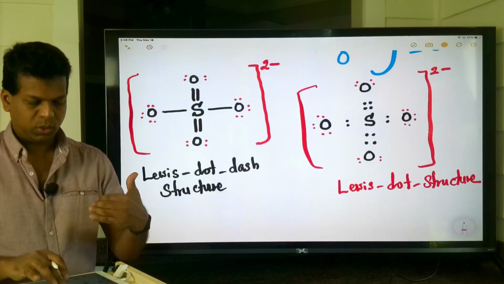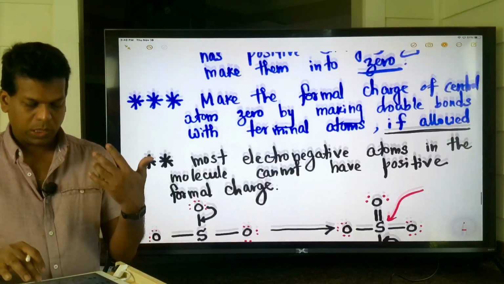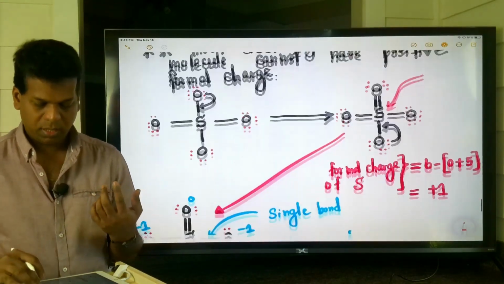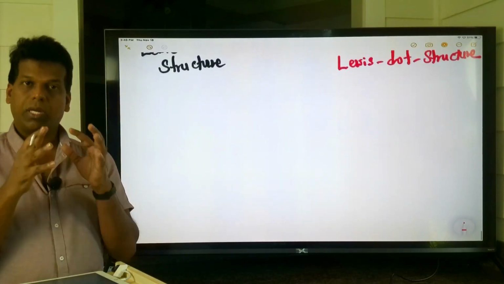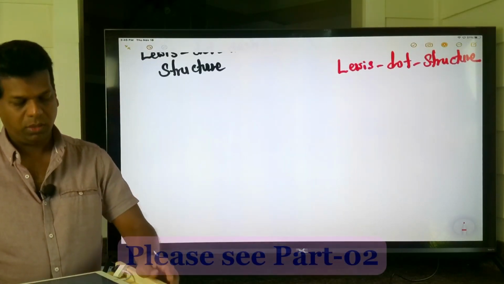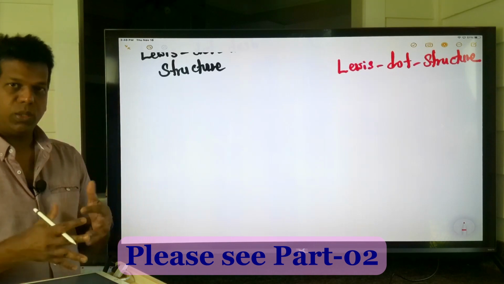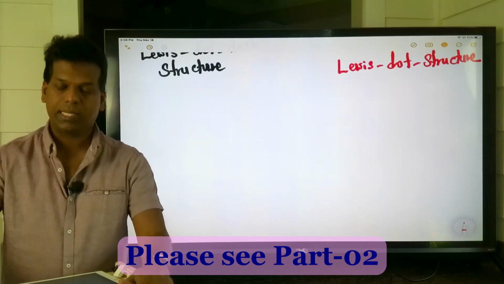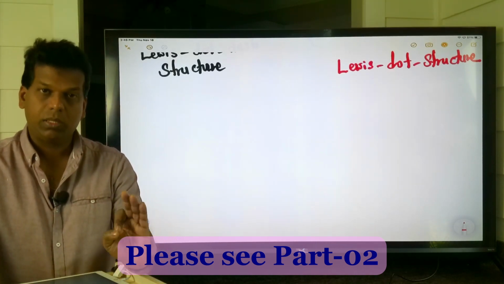So I think so far we discussed everything, all the steps we have to discuss to come up with a right Lewis dot structure. Now it is time to put this into practice. So we have to do several examples just to make sure that we got this point.